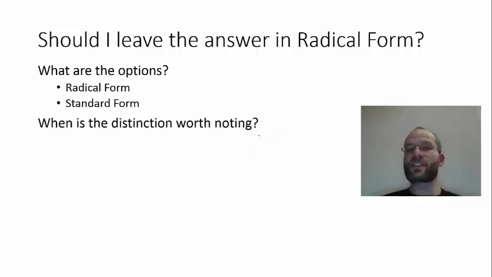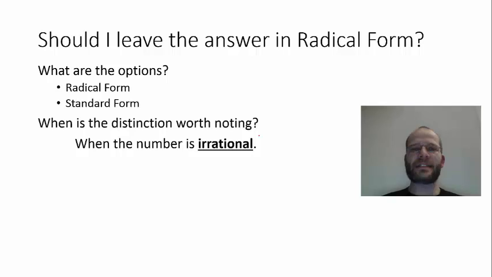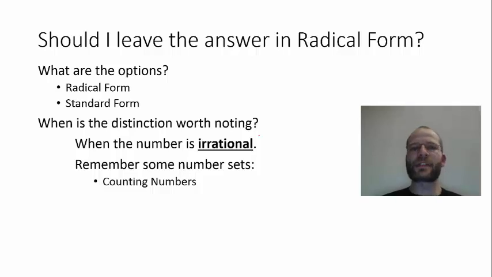When is the distinction worth noting? When is it really worth talking about the difference between radical form and standard form? The answer to the question is anytime the number is irrational. Remember some number sets that you've probably studied in the past. We have counting numbers. Those are numbers such as 1, 2, 3, 4. Sometimes we refer to those as natural numbers because those are the numbers we all naturally start with.